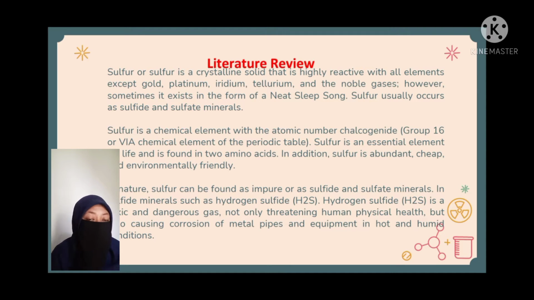Sulfur is a chemical element with atomic number 16, in the chalcogenide group of the periodic table. Sulfur is an essential element for life and is found in 2 amino acids. In addition, sulfur is abundant, cheap, and environmentally friendly. Okay, next.